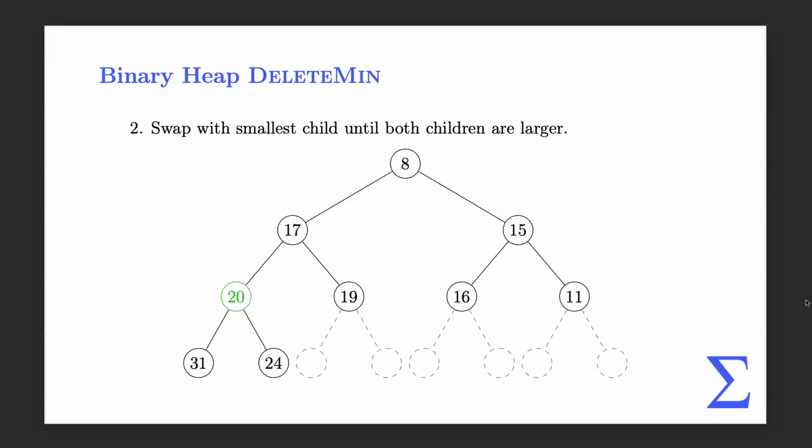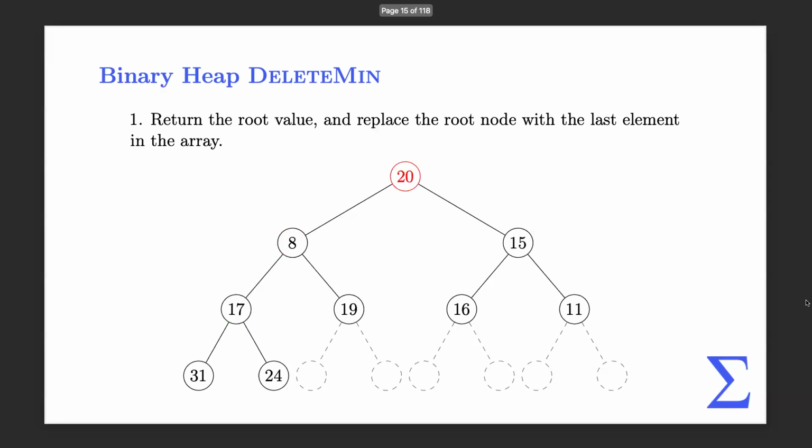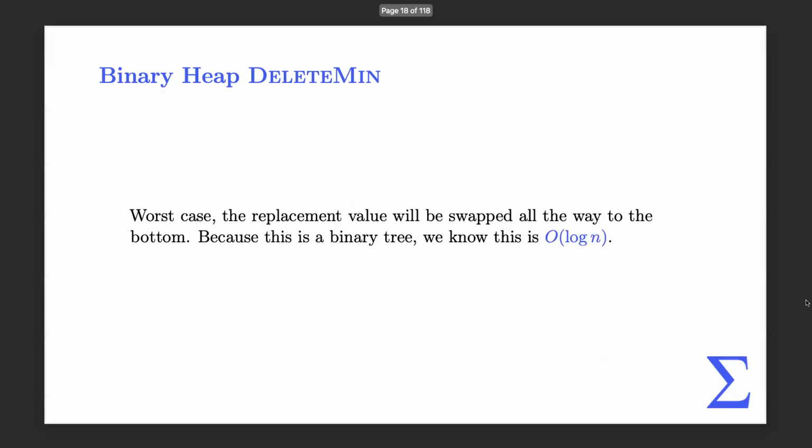Now, can anyone tell me why, from here to here, we switched with 8 instead of 15? Yeah, the top of the tree is small. Right. And 15 is greater than 8, so if we swapped it, it would still be invalid. And just like insert, it's log n, because in the worst case you're going to swap down to the leaves of the tree.